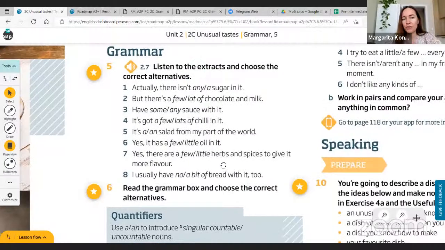Have a look. We are going to listen to the sentences. You can see the sentences here. All right. And what you need to do is listen and choose. Do you hear any or a few or a lot of? Okay, what do you hear? Please write down in your copybook what you hear.